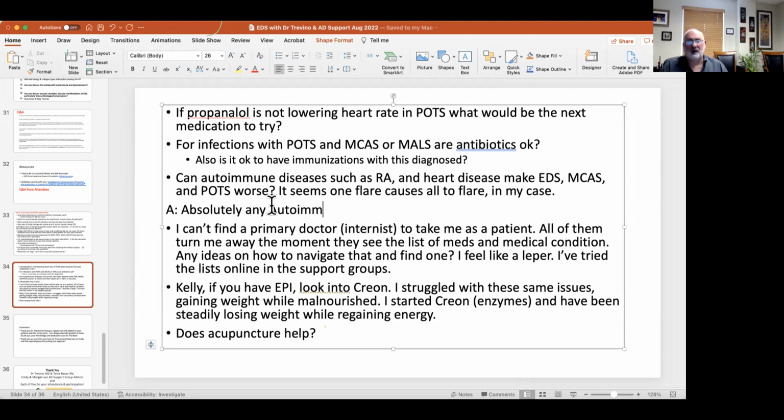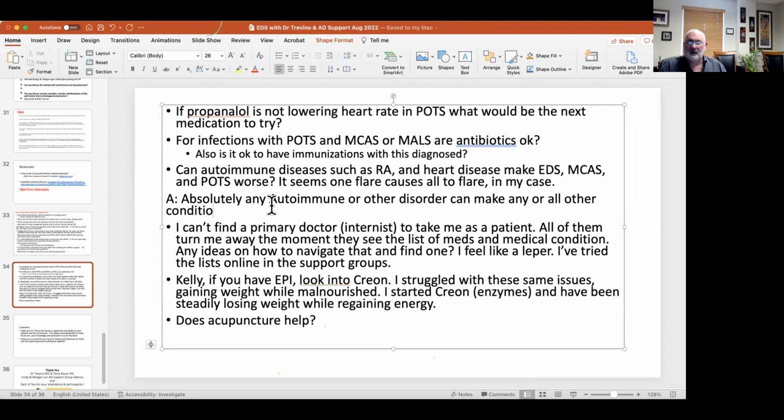Can I find a primary doctor to take me as a patient? All of them turn me away the moment they see the list of meds and medical conditions. Any ideas on how to navigate that and find one? I feel like a leper. I've tried the list online in the support groups.